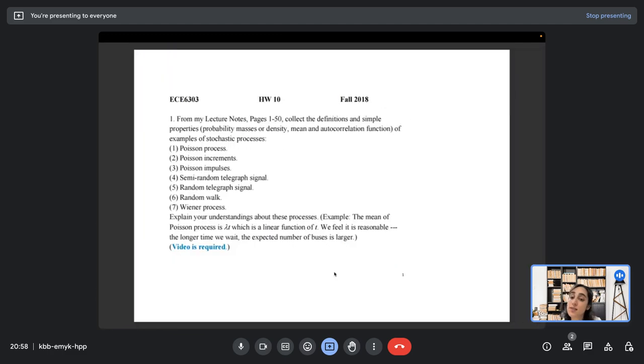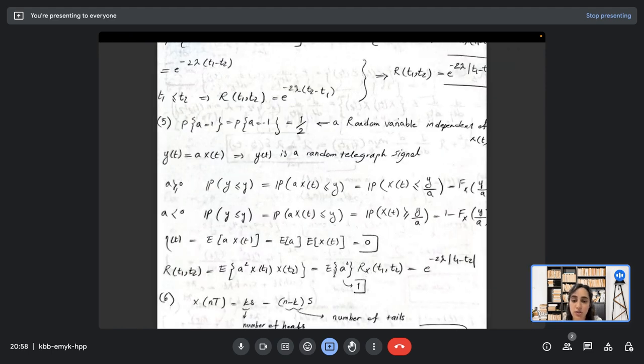Okay, let's go to the sixth part, which is random walk. Very interesting.